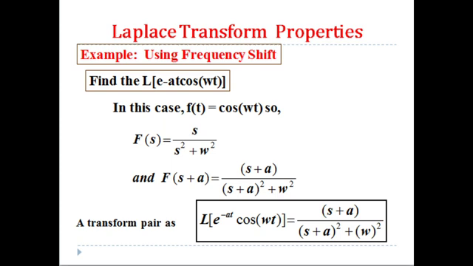Therefore we will get a Laplace transform pair as Laplace of e raised to minus at cos omega t is equal to s plus a by (s plus a) square plus omega square. Here s plus a is because of the frequency shift property.